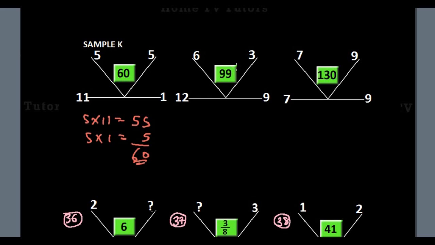Okay, let's check the second sample. The product of the numbers on the right, 6 times 12, which will give us 8 times 2. 6 times 2 gives us 12. Write 2, carry 1. 6 times 1, 6 plus 1, 72. Okay, 3 times 9. 3 times 9 gives us what? 27. So if we add 27 together, we have 99. Okay, so exactly, let's now finish up our studies with this third example.